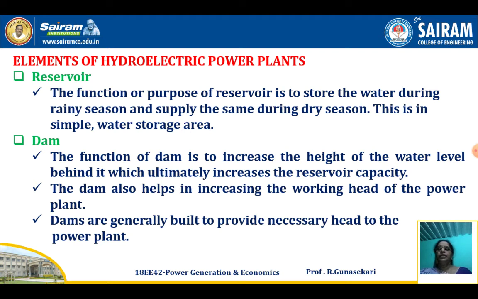The next element is the dam. The main function of the dam is to increase the height of the water level behind it, which ultimately increases the reservoir capacity. Now you recall the diagram, first reservoir, then dam. So the reservoir is behind the dam. Therefore the dam also helps in increasing the working head of the power plant. Dams are generally built to provide the necessary head to the power plant.